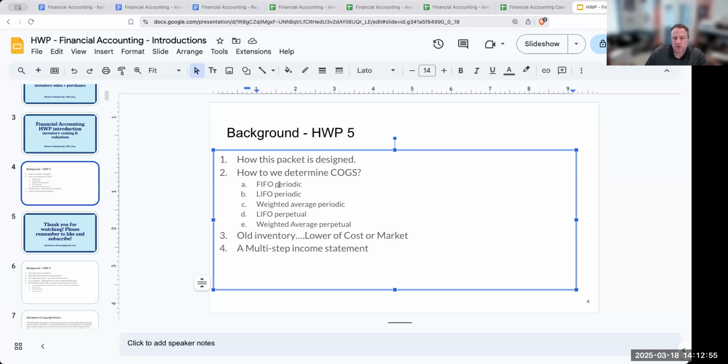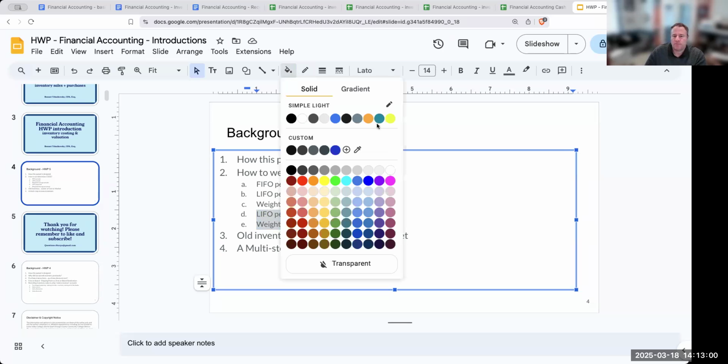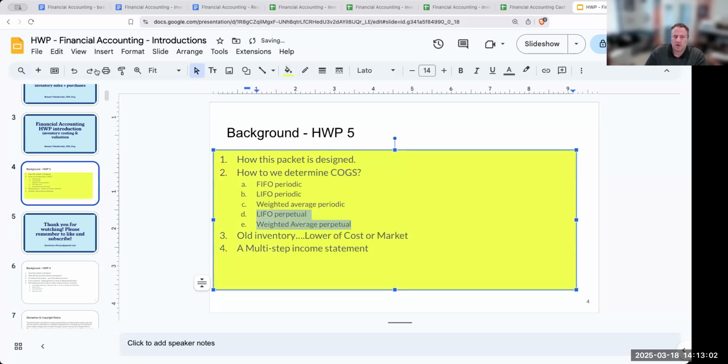So I can tell you from experience, these are going to be worth the most amount of points, at least on my exam. And these two right over here are by far the most challenging, right? So when you're going through and studying, make sure you're taking the time to do this.